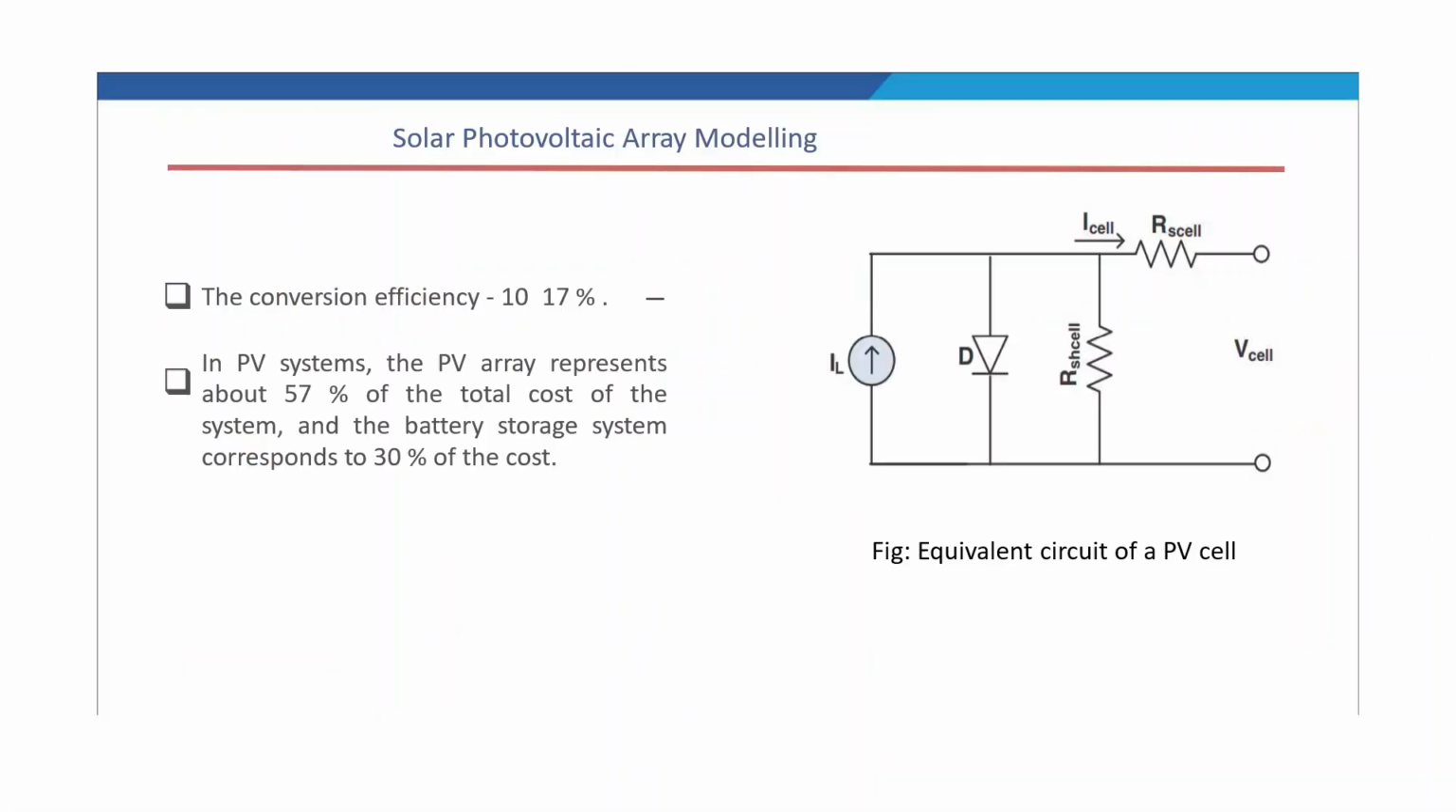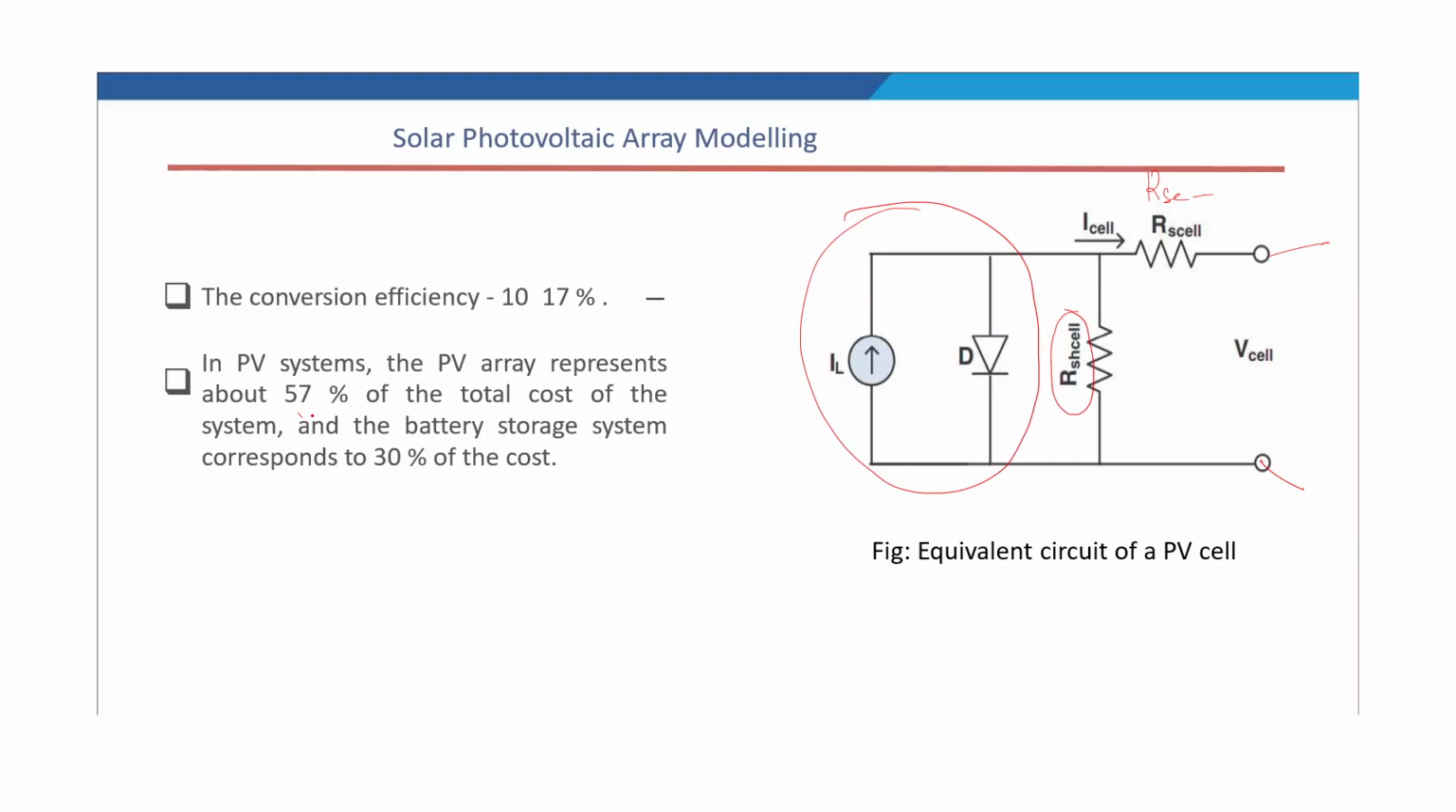Now coming to the solar photovoltaic array modeling. This is the equivalent circuit of a PV cell. This is the diode, the equivalent circuit of the practical diode, and a series resistance is connected, and a shunt resistance is connected, and this is the output where the generated voltage will be there. Its conversion efficiency is 10 to 17%.